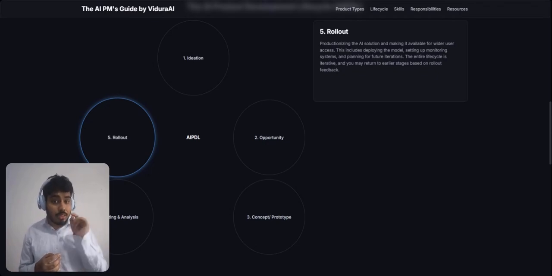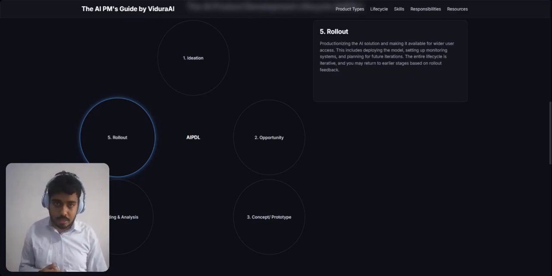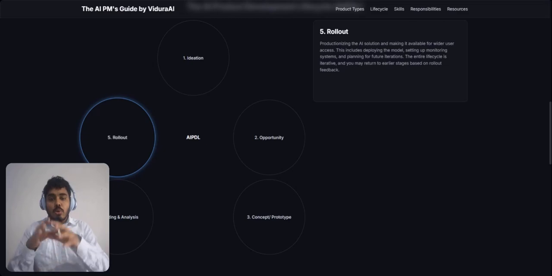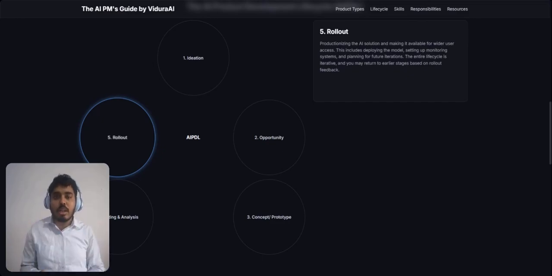So remember, this entire life cycle is iterative. So rollout feedback often sends you back to early stages. So this product life cycle can actually be defined as AI Ops for some use cases, but this is the way that you have to understand it if you are looking to become an AI PM. So this perspective is much better if you are understanding it from the AI PM perspective.